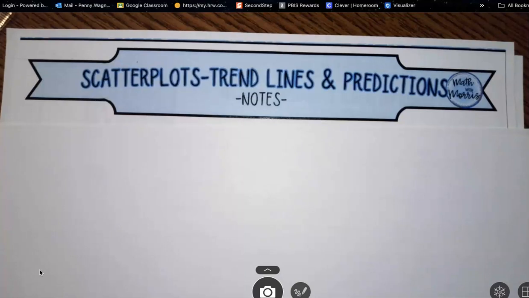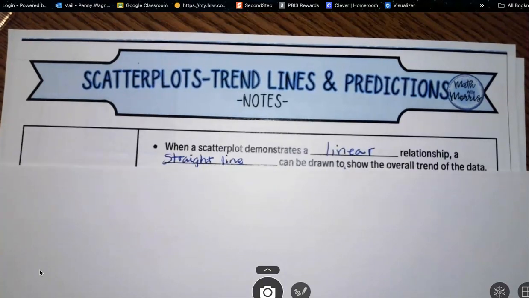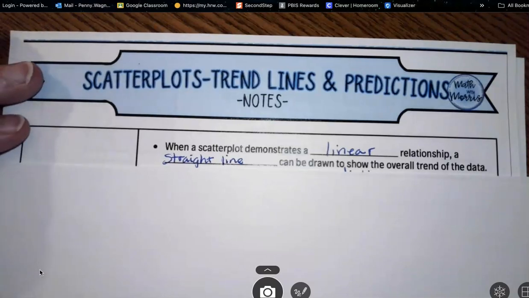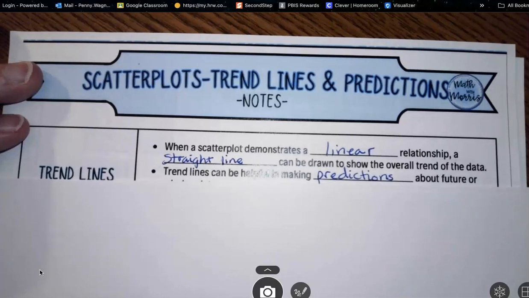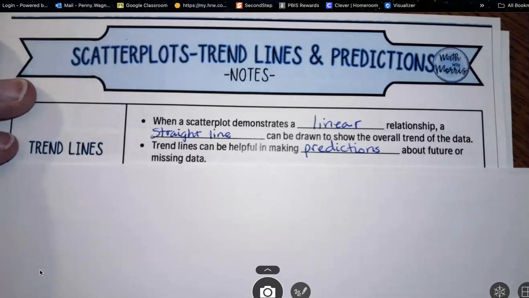Okay, today we're going to talk about trend lines and predictions using scatter plots. When a scatter plot demonstrates a linear relationship, a straight line can be drawn to show the overall trend of the data. This is a lot like a line of best fit, and in most cases we use the same line for line of best fit and trend lines. Trend lines are talking more about what you can predict. Trend lines can be helpful in making predictions about future or missing data.